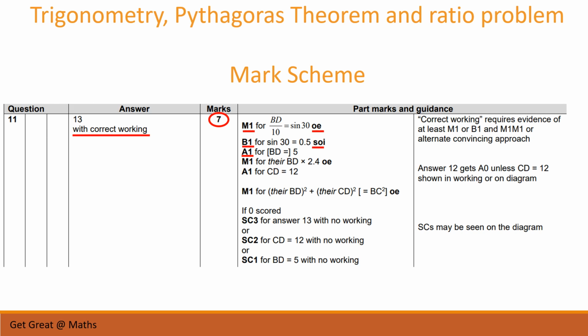A1 are answer marks. And the word there means using your answer that you got for BD, so even if that answer was wrong, you can still get a method mark within there. Note SC3 down the bottom for answer with no working, so if you got the answer 13 without any working, you get 3 marks. That's all you can get awarded. For 2 marks was the answer 12 with no working, and 1 mark is the answer 5 with no working. So it's really important you show your working out in order to get the marks for this question, otherwise you won't get the maximum marks that you could be awarded.